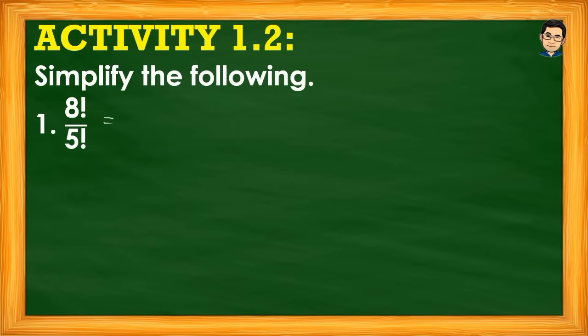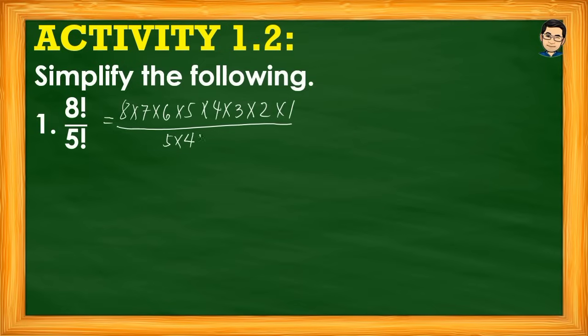So, pakita muna natin yung mahabang paraan. 8 times 7 times 6 times 5 times 4 times 3 times 2 times 1, all over 5 factorial, that will become 5 times 4 times 3 times 2 times 1. And then, i-cancel out po natin 5 times 4 times 3 times 2 times 1. And then, i-multiply po natin yung mga remaining factors. So, 8 times 7 times 6. The answer is 336.